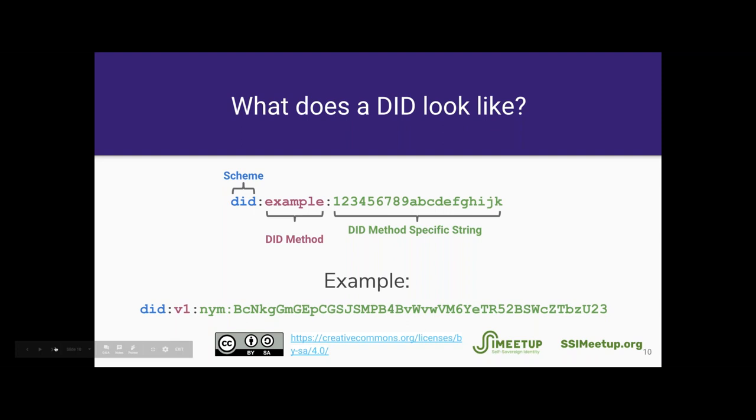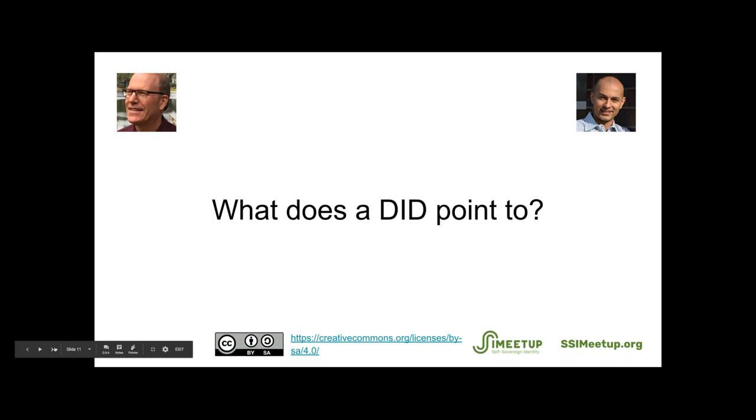All right. So let's next tackle the classic question. If it's resolvable, if it points off like a URL to something, what does it point to, Manu?